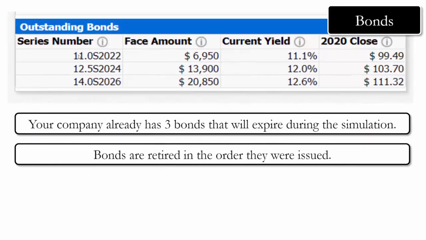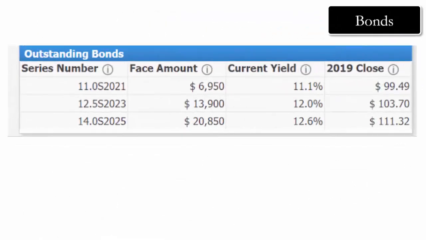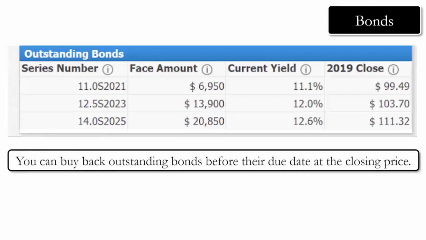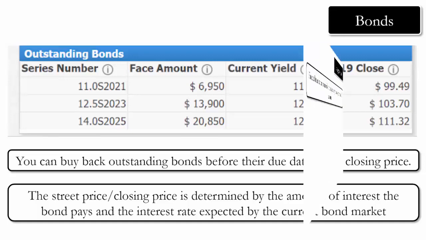You can see that your company has 3 outstanding bonds that will mature over the 8-year decision frame of the simulation. When the bond matures, it is automatically converted into current debt. You will need to pay this current debt the year after the bond matured. Rather than waiting for bonds to mature, companies with extra cash can choose to buy back outstanding bonds before their due date. You will have to pay the closing price in the year you decide to buy back any outstanding bonds. Bonds are retired in the order they were issued.